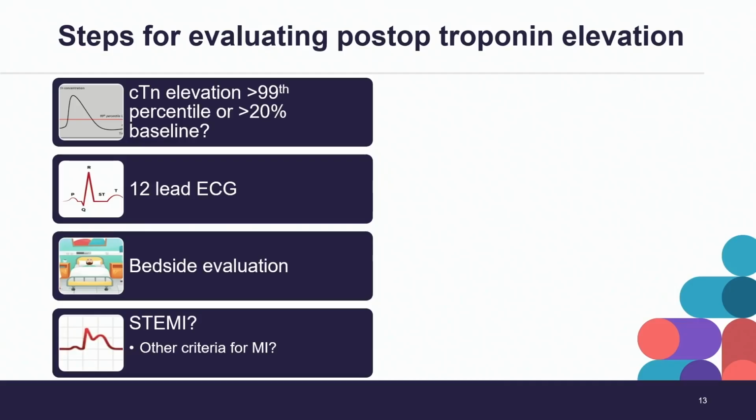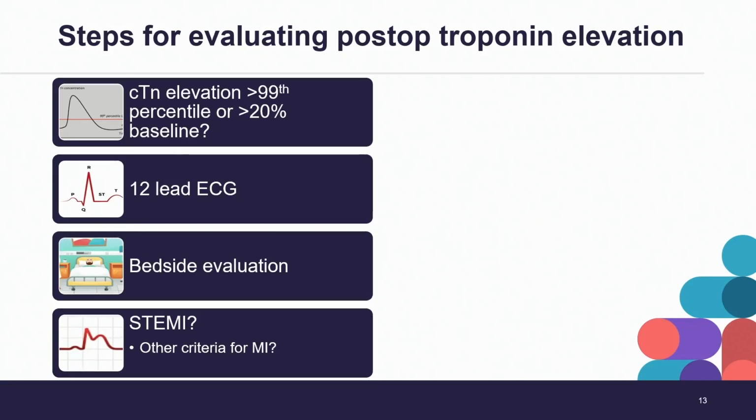Now, while an in-depth discussion into the management of a postoperative MI is a little bit beyond the scope of this talk, I do want to briefly discuss what an initial evaluation may look like if we begin checking troponins more routinely. So when evaluating a troponin level postoperatively, the first step is to determine whether it meets the criteria of a significant elevation. Is it greater than the 99th percentile? Or in a patient who has chronically elevated levels, is it an increase of at least 20% from their baseline?